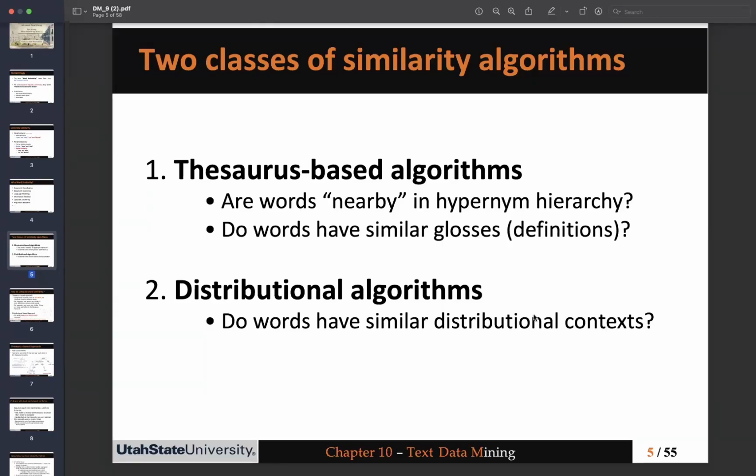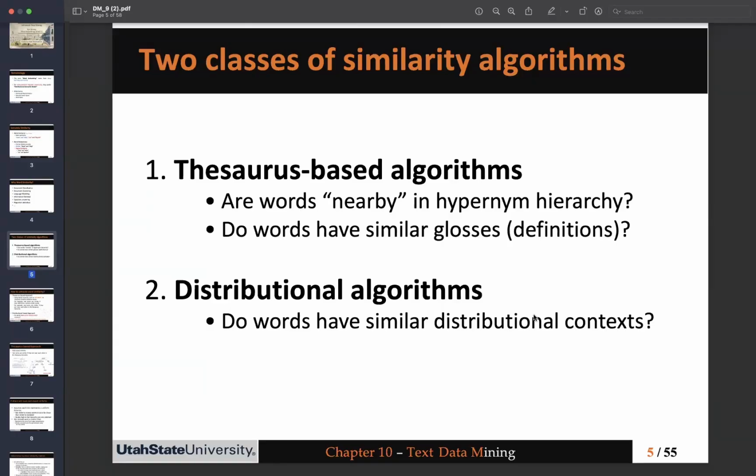Thesaurus-based algorithms use a human linguistic resource like WordNet, a graph that we're going to see in the next slides. The first category of methods really asks the question: are two words close in hierarchy? If they're close in hierarchy, then this simply means that they are similar. So similarity is based on where they fall in terms of the depth of this WordNet tree. And the second question is, do their definitions overlap? That's the second question that thesaurus-based methods base their approach on.